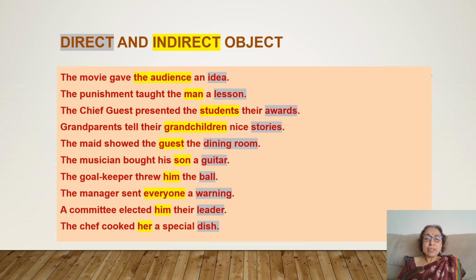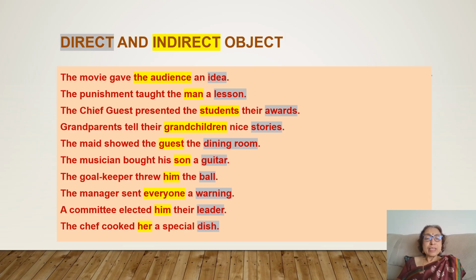The chief guest presented the students their awards. So the chief guest presented their awards, fine sentence. But the chief guest presented the students, incomplete sentence. So students becomes indirect and awards becomes direct. Grandparents tell their grandchildren nice stories. So grandparents tell nice stories, good sentence, complete. Direct object. Grandparents tell their grandchildren, incomplete. Therefore, grandchildren is indirect and stories is direct.